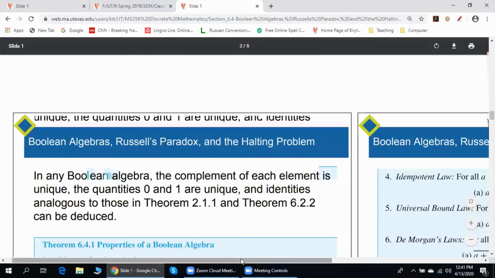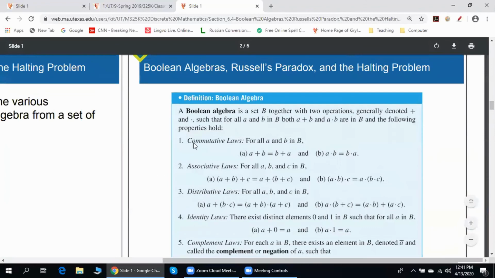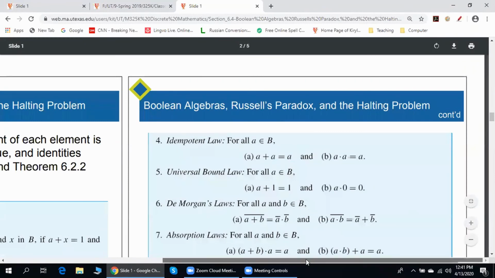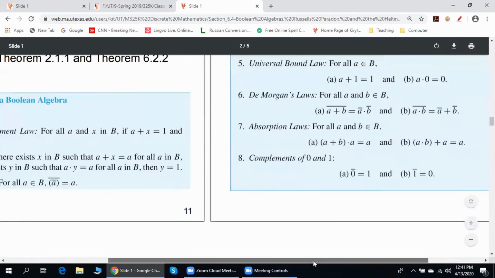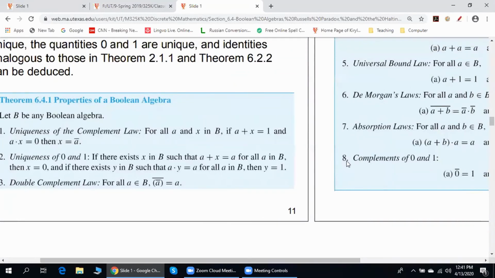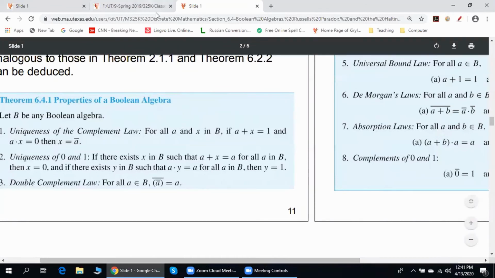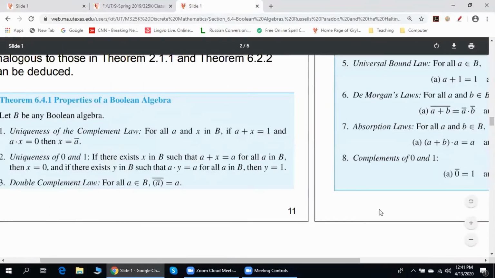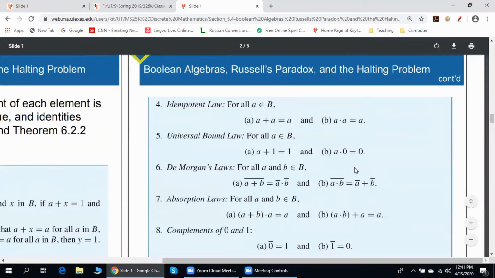So, in other words, we will use only 5 rules from this definition in order to deduce the rest. And in this theorem we have 8 additional laws. Then the remaining laws in sets and logic will follow from this. For example, De Morgan's law: (A plus B) bar is A bar times B bar, and (AB) bar is A bar plus B bar.